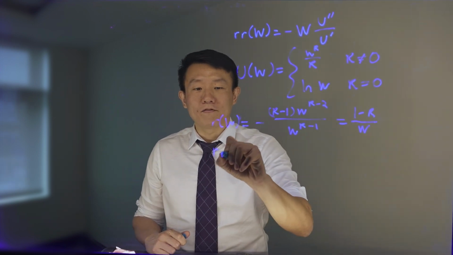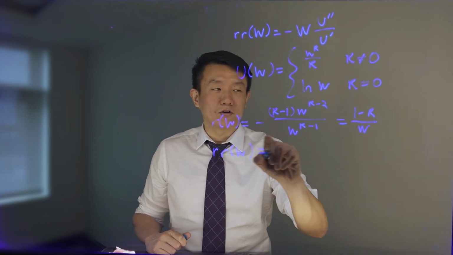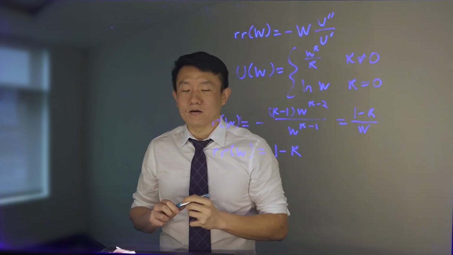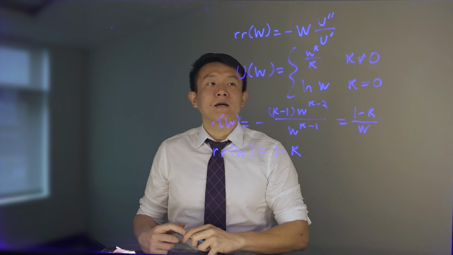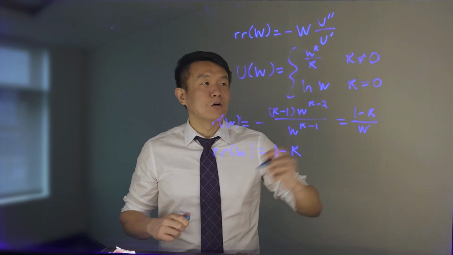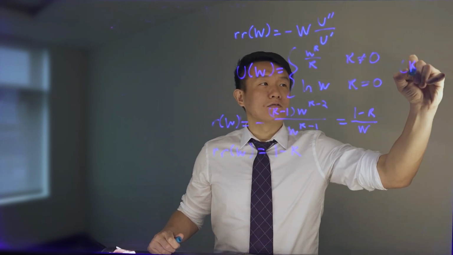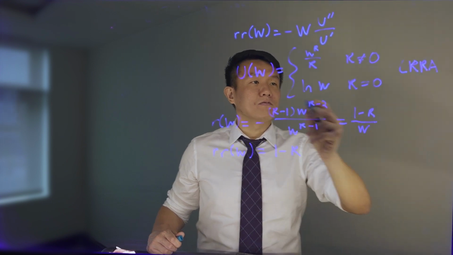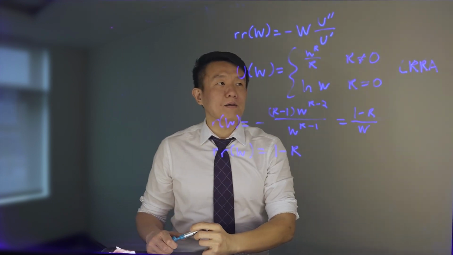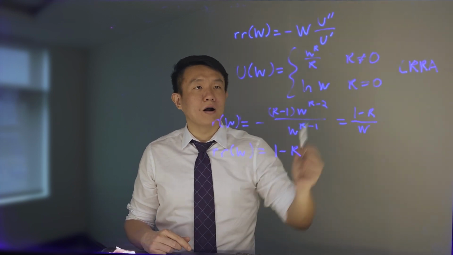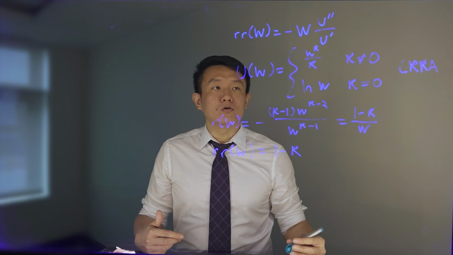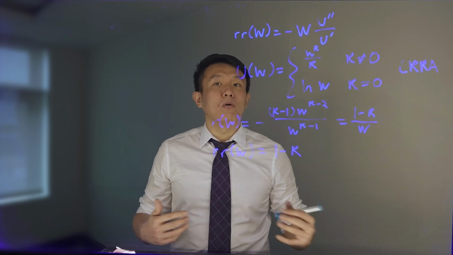But the coefficient of relative risk aversion is just this multiplied by W, or 1 minus R. That means that this is a constant relative risk aversion utility. So the log utility that we kind of default to for all of our examples actually has a special property where I'm going to exhibit the same attitude toward risking a fixed proportion of my wealth.